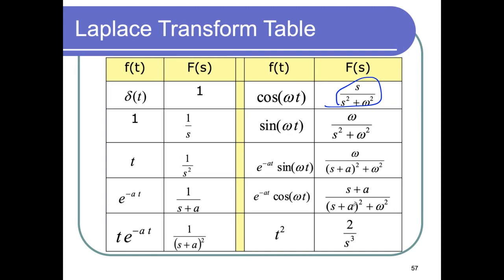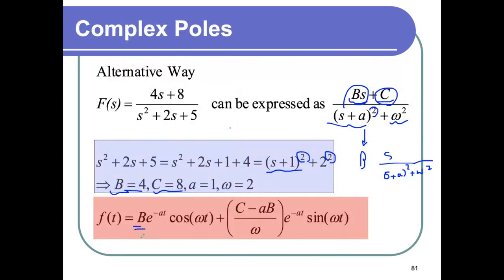Because of that, we can represent this as the following function. Because I have a shift in the frequency domain, it corresponds to multiplication by an exponent in the time domain. And then we have sine omega t. Now, similarly with the sine function, we have C over (S plus A) squared plus omega squared.